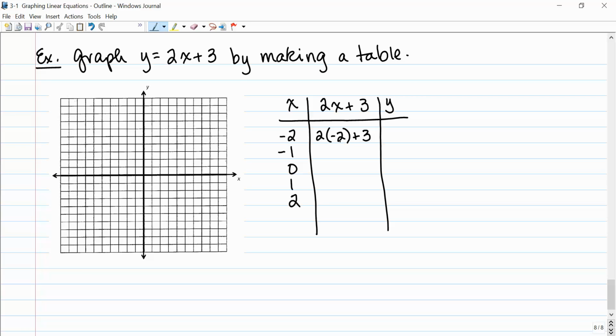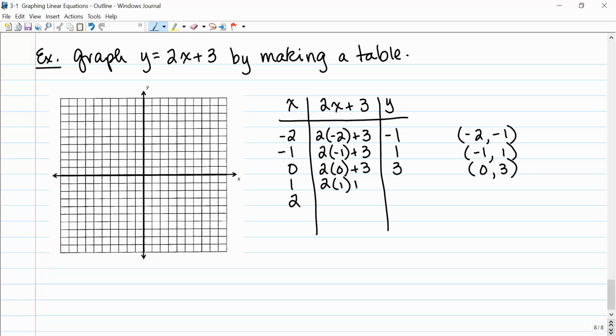So 2 times -2 is -4, plus 3 gives me -1, and that gives me the ordered pair (-2, -1). Now let's plug in -1 for x. So 2 times -1 plus 3. 2 times -1 is -2, plus 3 gives me +1. So when x is -1, y is +1. Plug in 0 for x. I like zeros. That's always easy. That's going to be 0 plus 3, which is 3. That gives me the ordered pair (0, 3). Notice that's going to be my y-intercept since my x is 0.